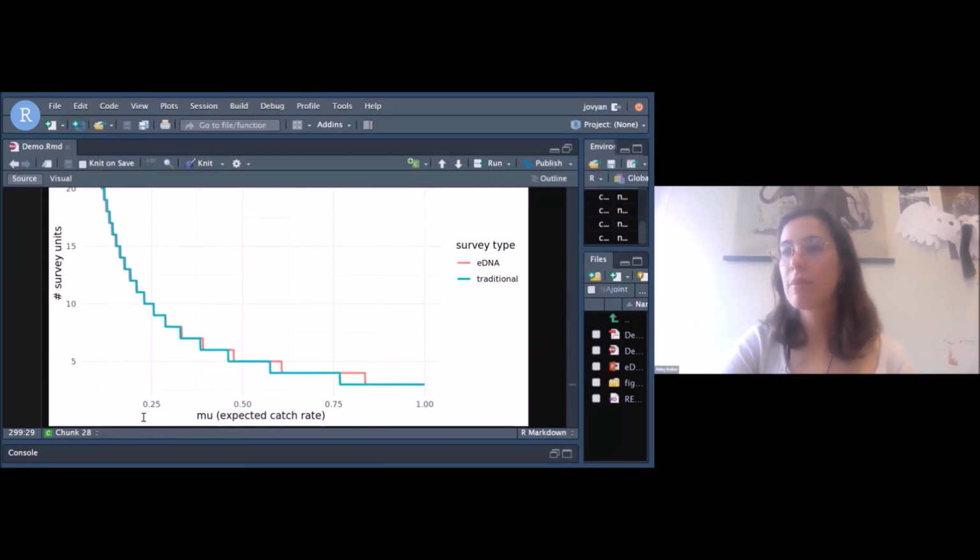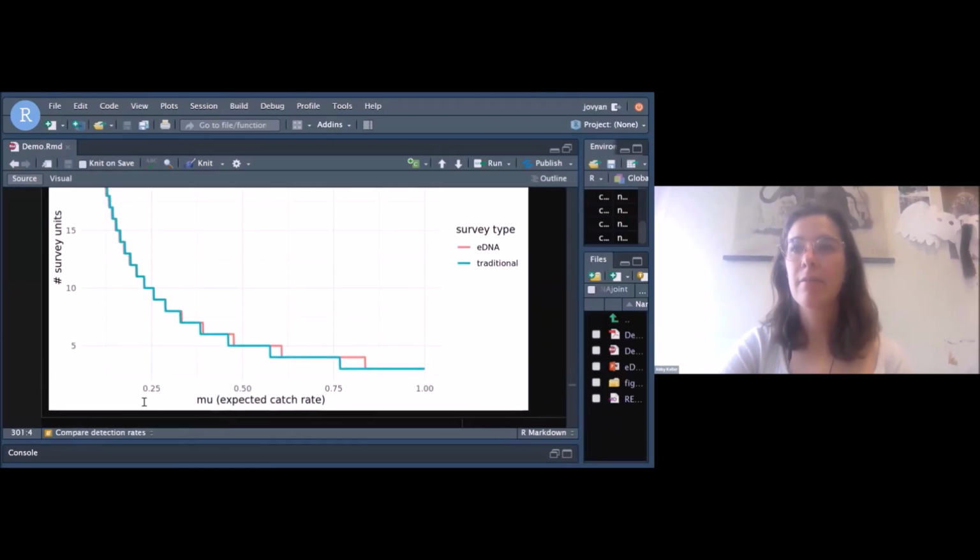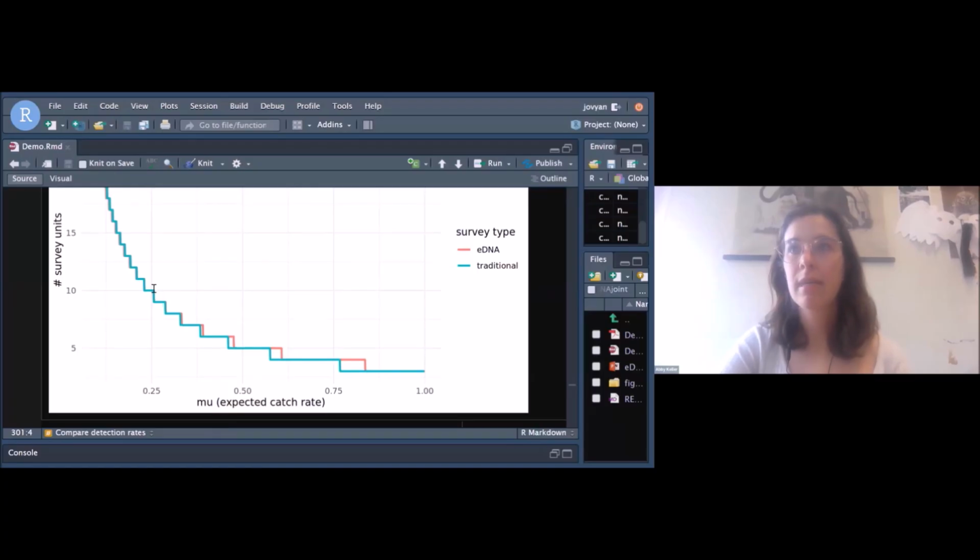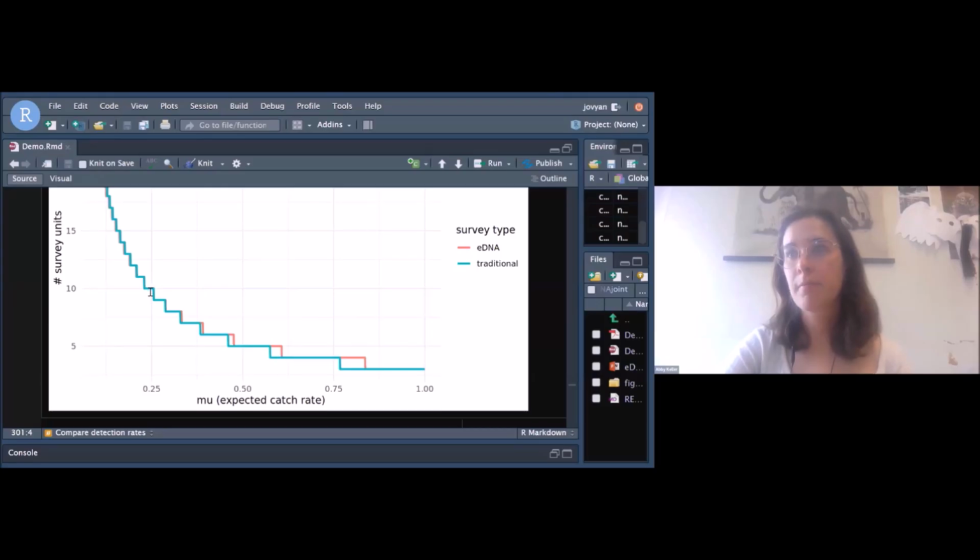So these are the results again: x-axis, species density, expected catch rate; y-axis, number of survey units necessary to detect presence; and color is the two different survey types. Previously, we saw that eDNA was more sensitive than traditional samples. The entire coral line was lower than the blue line, and now they're about even. Again, if the expected catch rate is 0.25 gobies per sample, it now takes both 10 water samples and 10 traditional samples to expect to detect presence. This makes sense: at more turbid sites, eDNA becomes less sensitive relative to traditional samples.